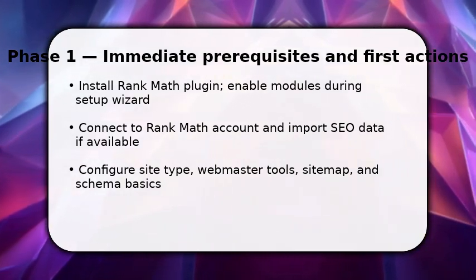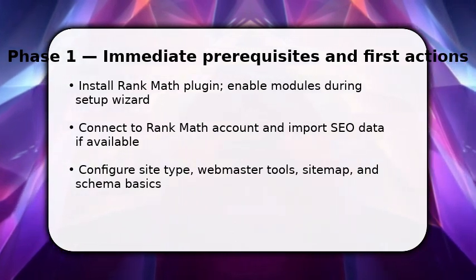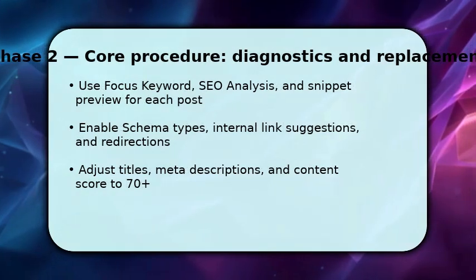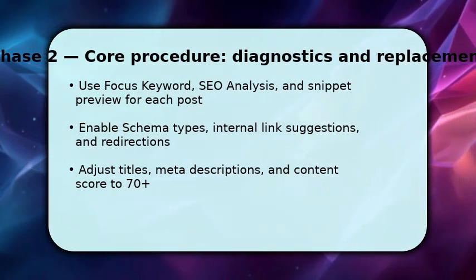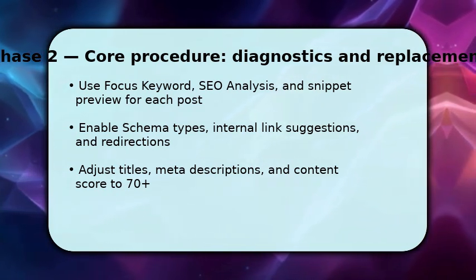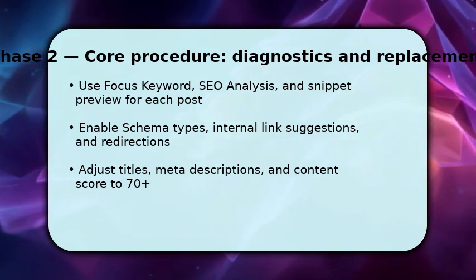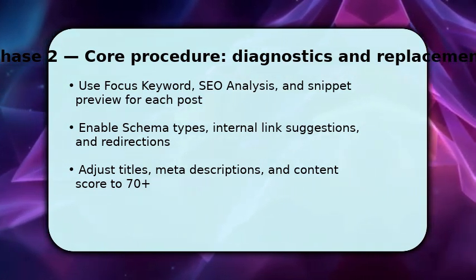Next, optimize individual posts. Add a focus keyword, check the SEO analysis, and edit the snippet preview to control SERP appearance. Use the content score to guide on-page changes. Aim for 70% or higher for meaningful gains. Enable structured data by selecting appropriate schema types so search engines understand pages.